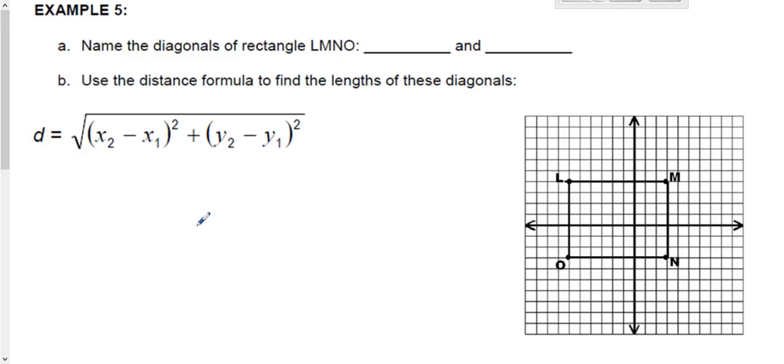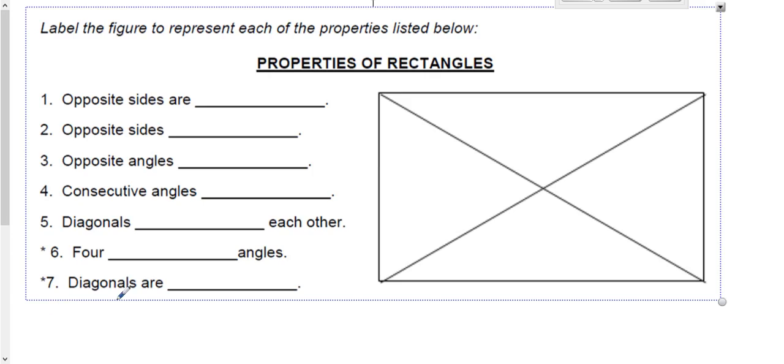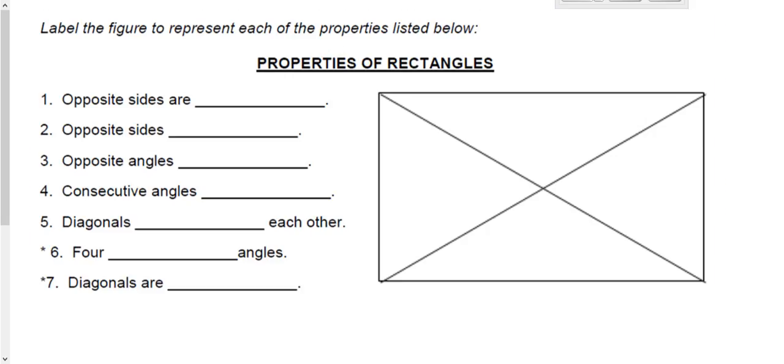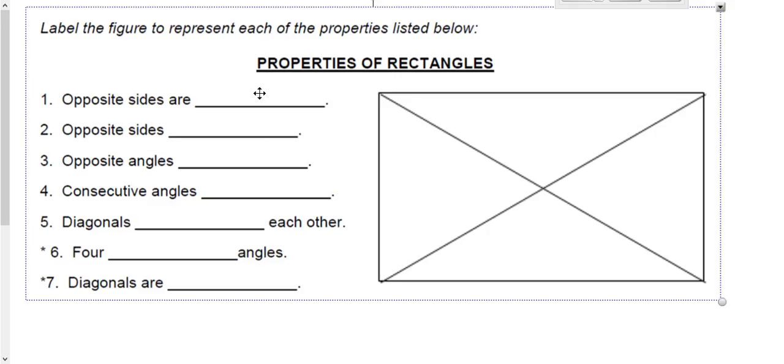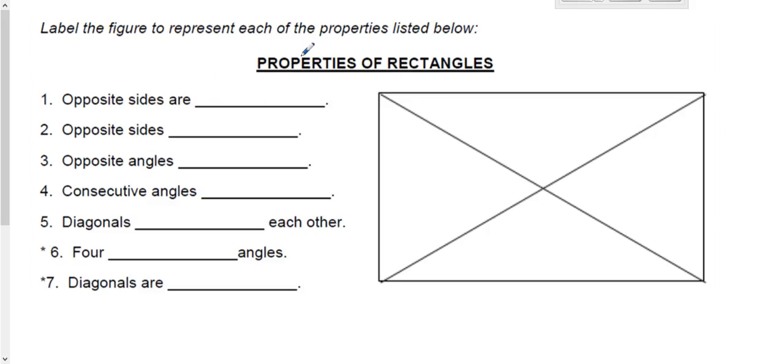You would end up using the distance formula and finding out that in a rectangle the diagonals are the same measure. Not in a parallelogram per se, but a special parallelogram, a rectangle. These diagonals are exactly the same length. So we're going to look at properties of a rectangle right now. It is a parallelogram, so just like a parallelogram, opposite sides are parallel. Let me pause this.